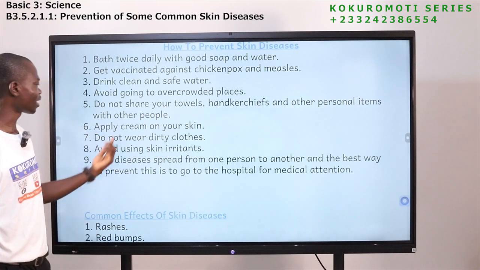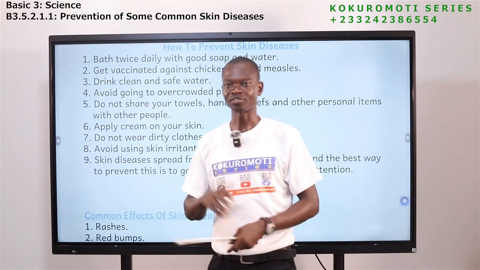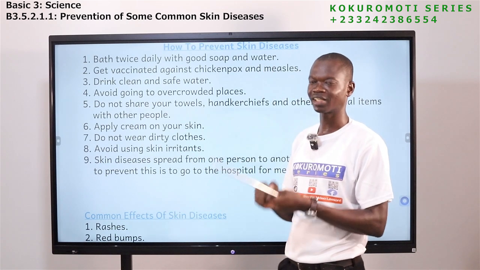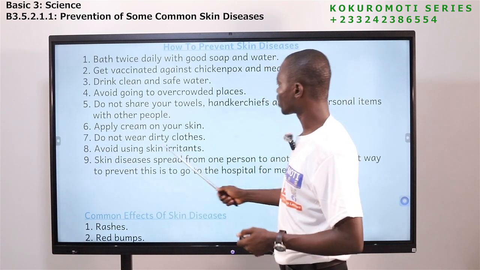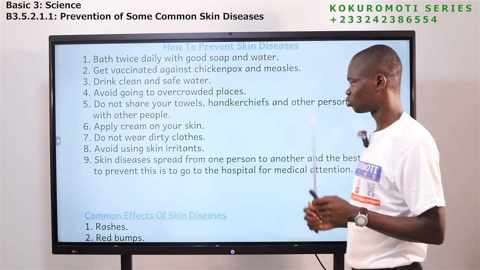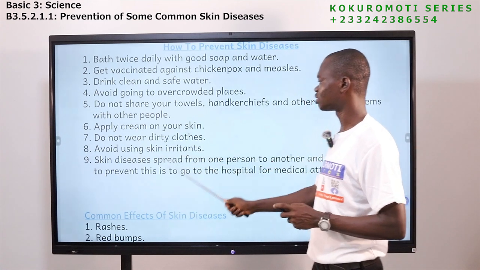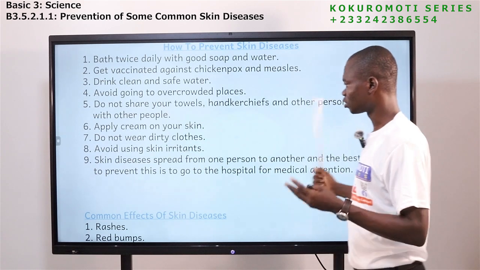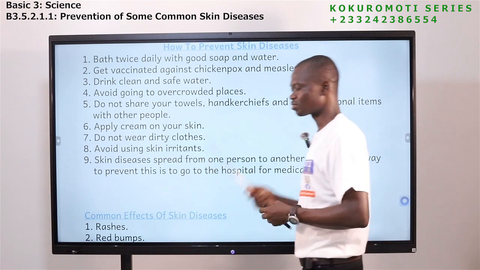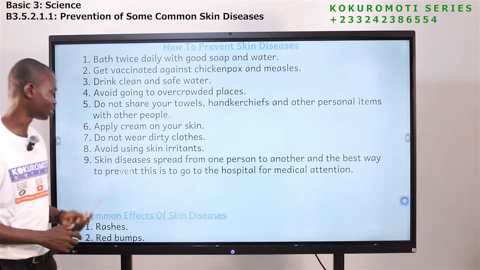The next one is apply cream on your skin. After bathing, make sure you apply cream to your skin to make it look healthy and shiny. Okay. Do not wear dirty clothes. Those of you who like wearing dirty clothes, please, it will affect your skin. So for you to prevent skin diseases, you need to avoid wearing dirty clothes. The next one is avoid using skin irritants. There are some substances that are irritant to our skin. We need to avoid them because they can cause skin disease.